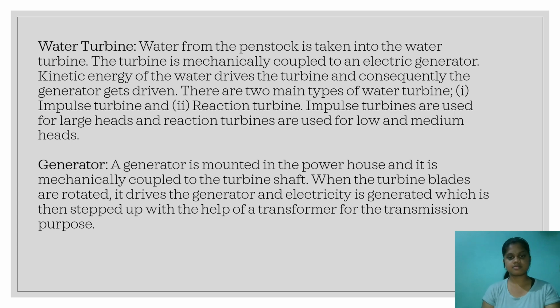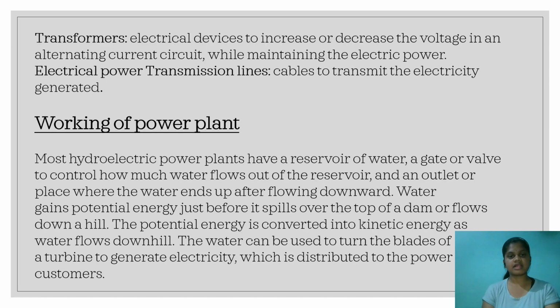Generator. A generator is mounted in the powerhouse and it is mechanically coupled to the turbine shaft. When the turbine blades are rotated, it drives the generator and electricity is generated, which is then stepped up with the help of a transformer for transmission purposes. Transformers are electrical devices to increase or decrease the voltage in an alternating current circuit while maintaining the electric power. Electrical power transmission lines are cables to transmit the electricity generated.